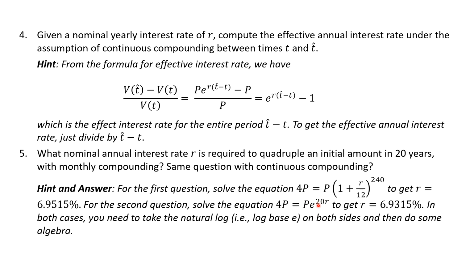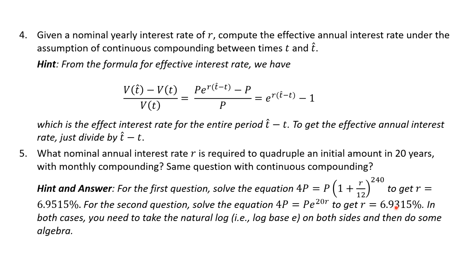So it would be this here, the time 20 times the R, which we don't know, and we solve again. We would cancel out the P's, take the natural log on both sides, and then solve for R. And we need a slightly smaller interest rate to quadruple our money over 20 years.